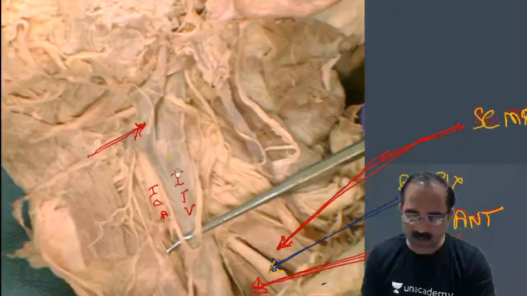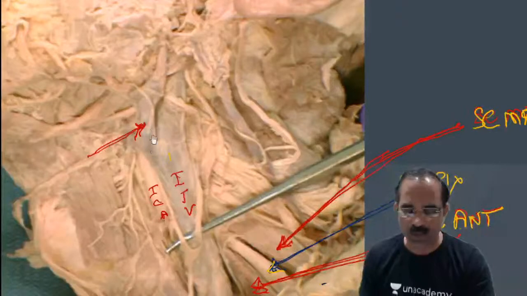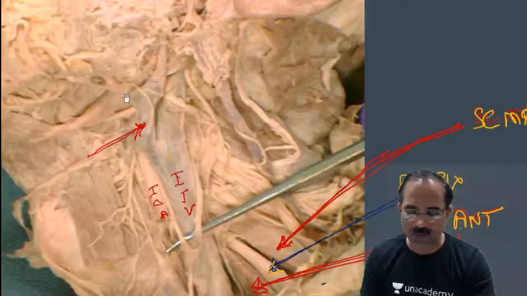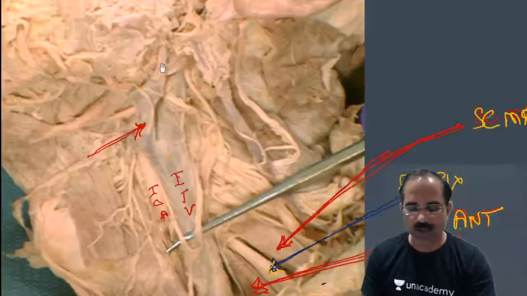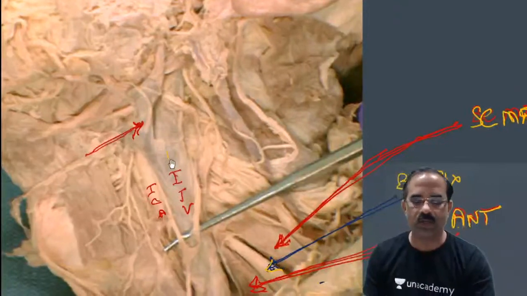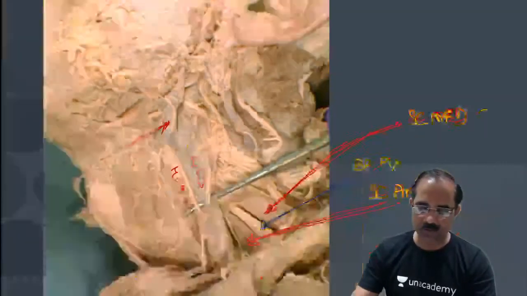Students, are you getting this? That's the internal jugular vein. That's the common facial vein. This common facial vein is formed by the joining of the anterior division of retromandibular vein with the facial vein. The facial vein joins with the anterior division of retromandibular to form the common facial vein. It drains into the internal jugular vein. I hope this is clear to you.